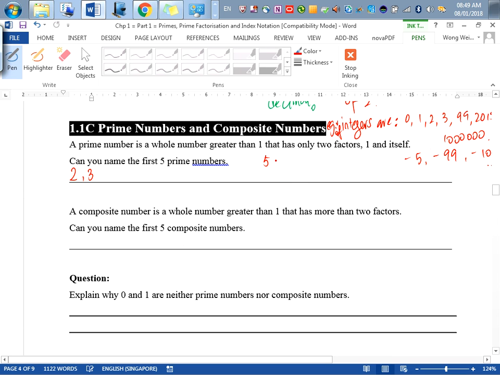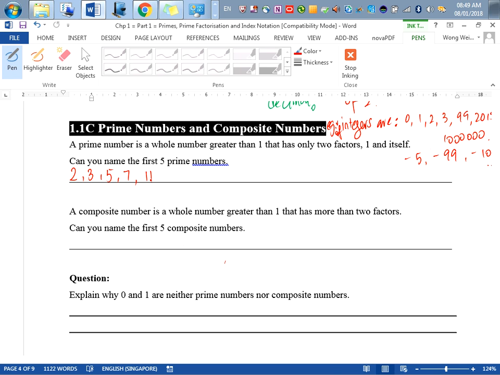Next one will be 5. 1 times 5. Okay? What is the next prime number? 7. Next? 11. Okay, because 8, 9, 10, they are not prime numbers. They have more factors than 1 and itself only. So these are the first 5.